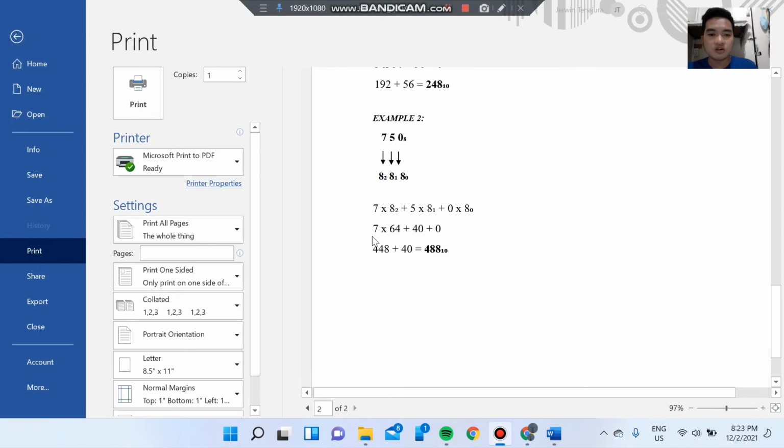So, we need to multiply these two numbers. 7 multiplied by 64, the answer is 448. And we need to bring down here the 40 and add these two numbers. 448 plus 40, the answer is 488. It means the 750, which is the octal number, if we convert it into a decimal, the answer is 488.